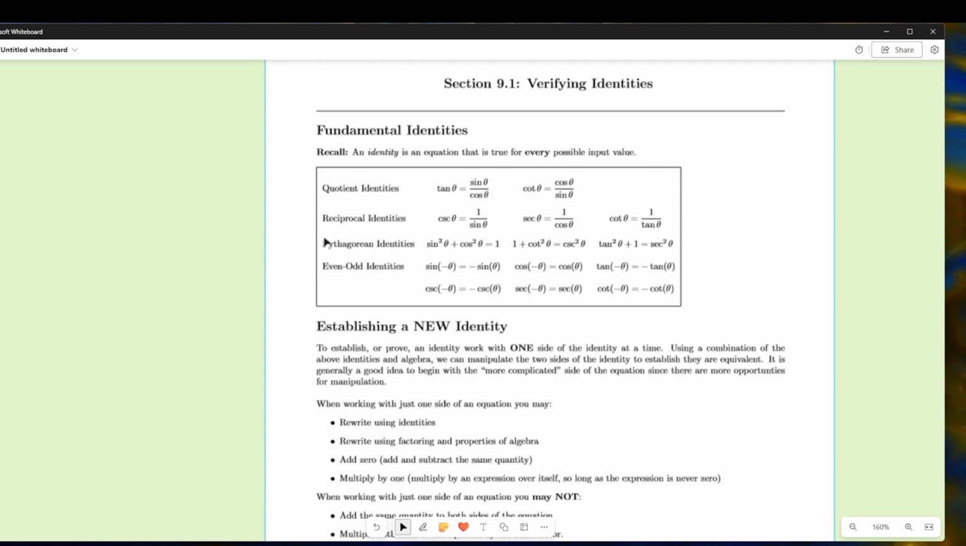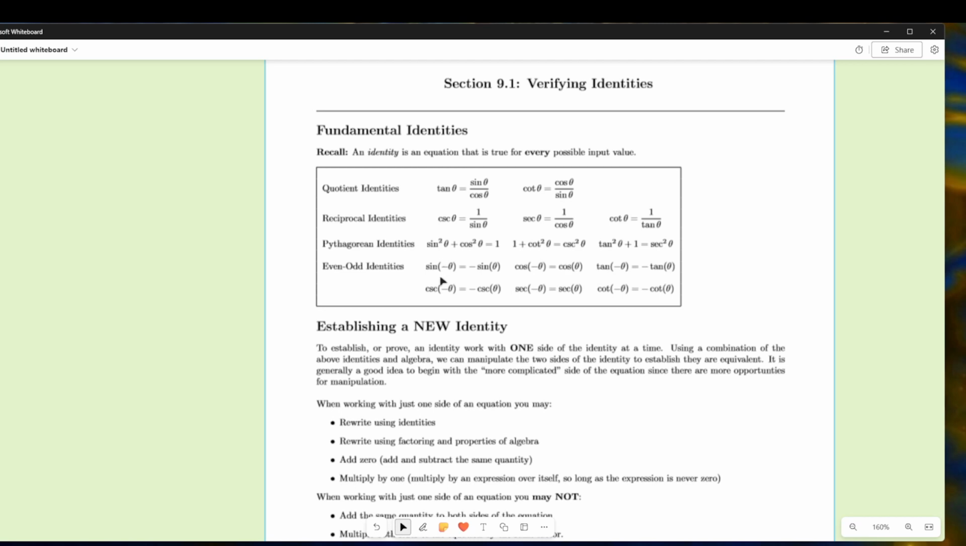So we have a list here to start of the primary identities that we've been working with: quotient identities, reciprocal identities, the Pythagorean identities that we've worked with a fair amount. These even and odd identities we've read about and talked about once or twice, haven't done a lot with, and usually don't come up too terribly much. But this did come up in our arguments about symmetry while we did some graphing. And they're kind of handy.